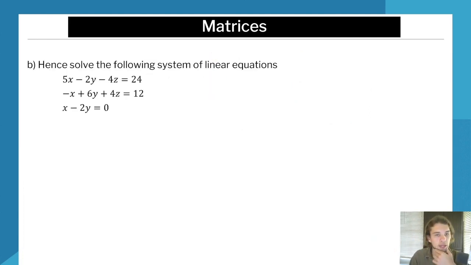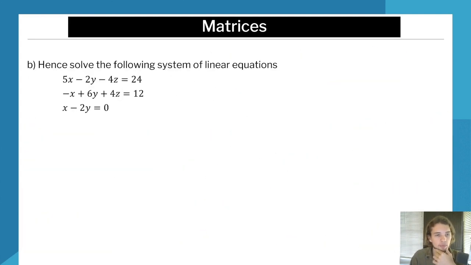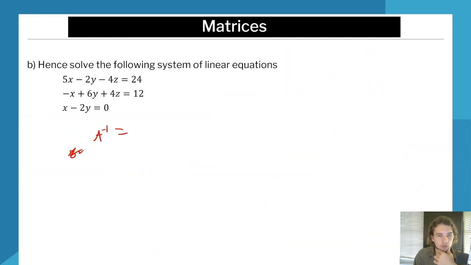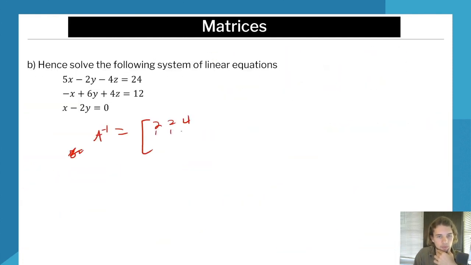So hence solve the following system of simultaneous equations. So I can say, okay, my inverse of A is equal to 2, 2, 4, 1, 1, minus 4, minus 1, 2, 7. And that's all. I can't forget to put the 1 over 12 out the front there.